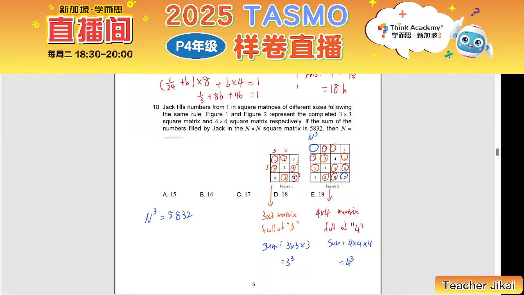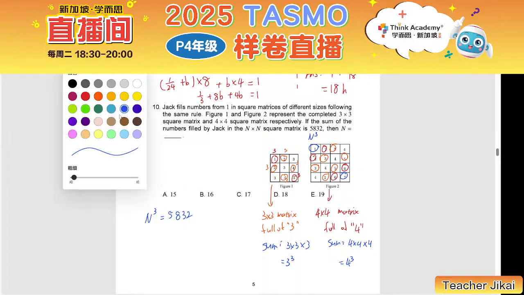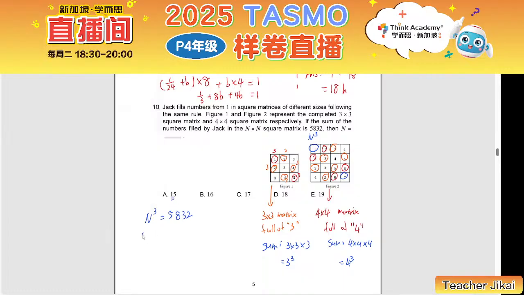So what is n here? Do you need to calculate it one by one? No, right? Although you don't know what cube is 5832, you can still get the answer super easily. Why? Because you can use the last digit to help you. If we have 15, we have 5 times 5 times 5, and the last digit must be 5. It's not equal to 2, right?